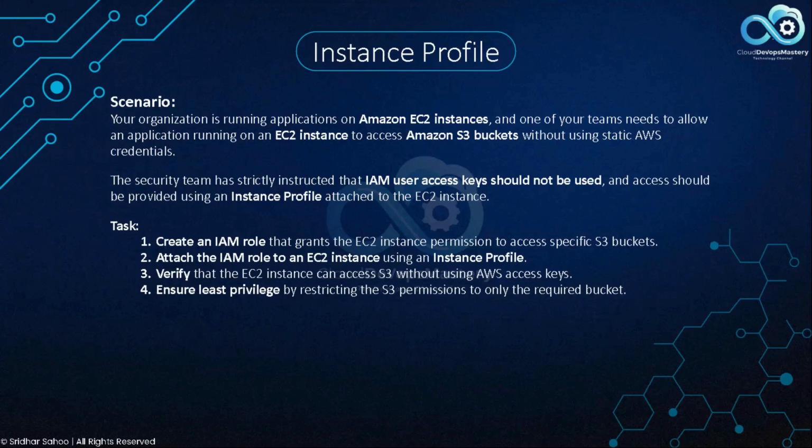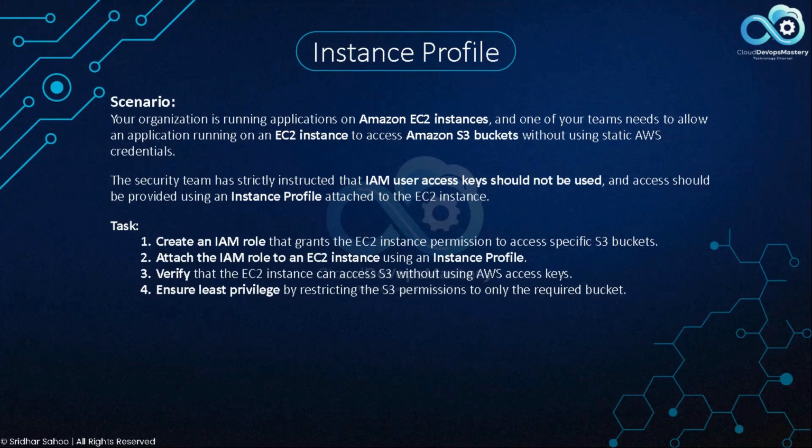Your organization is running applications on Amazon EC2 instances. One of your teams needs to allow an application running on an EC2 instance to access only S3 buckets without using static AWS credentials. Static AWS credentials means your access key and secret access key. That is the permanent key. Once someone has that, they can do not only S3 bucket, they can do anything in your environment. But that is not what we are going to give. We are going to give limited access with temporary credentials. The temporary token will be generated by an AWS managed service called Security Token Service.